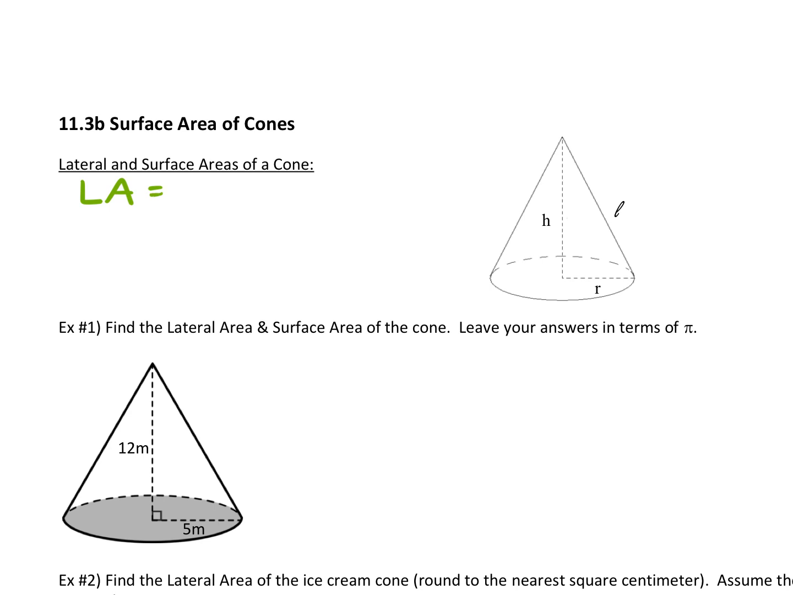Lateral area is still going to be 1/2 times P times L, just like it was yesterday. But there's a more specific formula I'm going to give you, and that's the one we're going to use, okay? But we're going to come up with it together. What does P stand for? Perimeter of what? The base. Perimeter of the base.